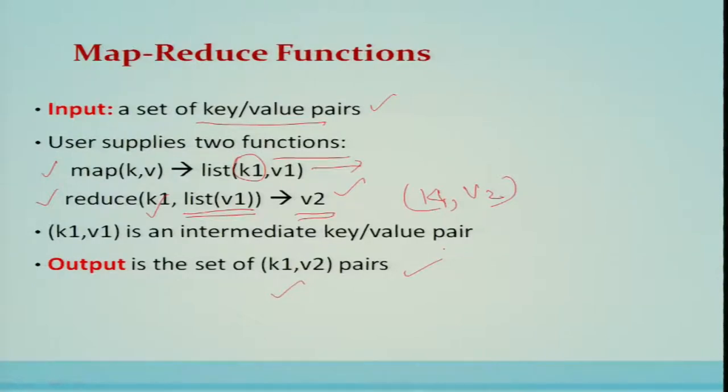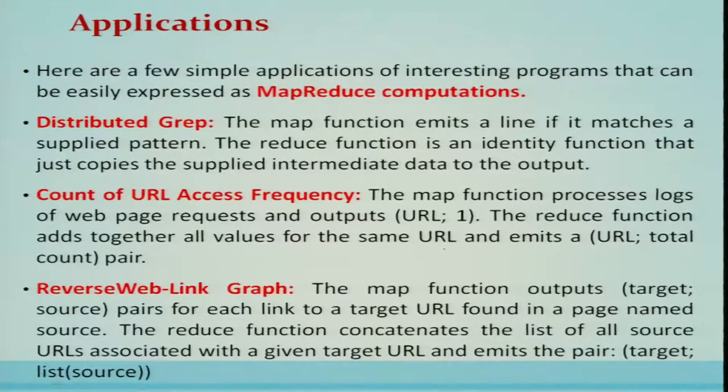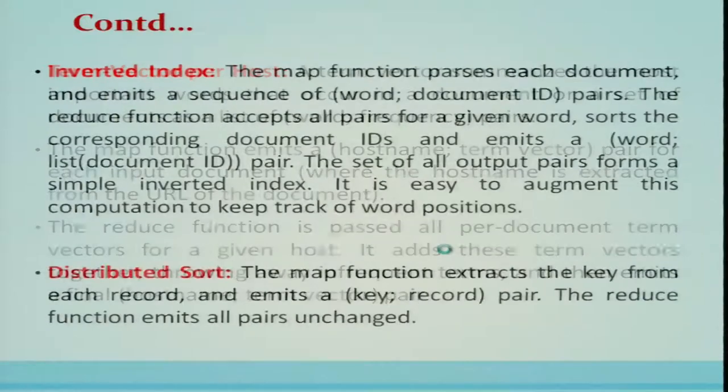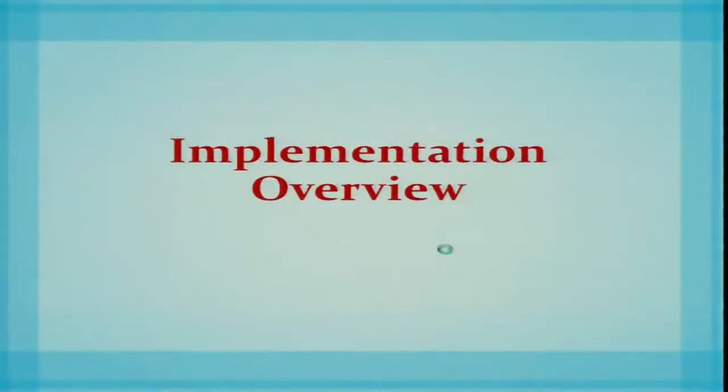So, this is a simple explanation that the MapReduce function provides, these simple constructs of map and reduce. Now, the programmer has to fill in what the map and reduce functions are, as far as the application is concerned. Let us see different applications where this MapReduce paradigm or model of programming is going to be used. There are a few simple, interesting programs that can easily be expressed as MapReduce computations: distributed grep, count of URL access frequency, reverse web link graph, term vector per host, and so on, inverted index, distributed sort.